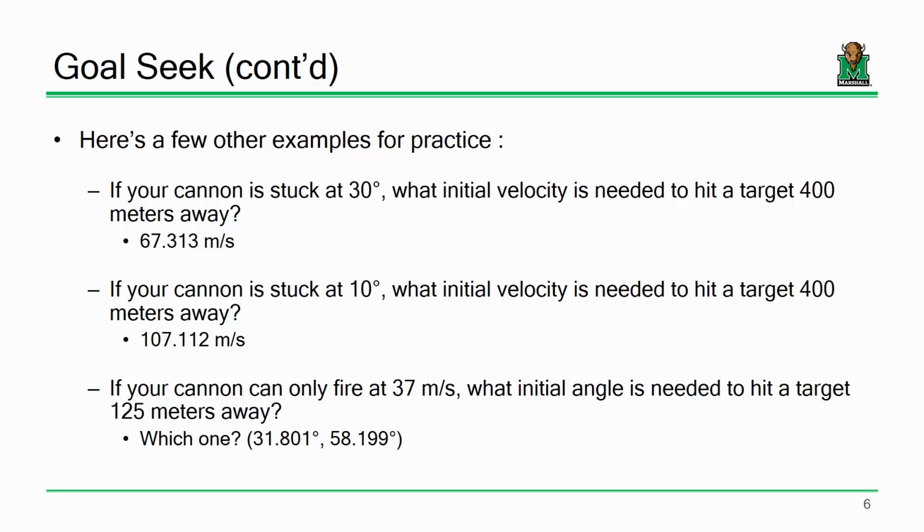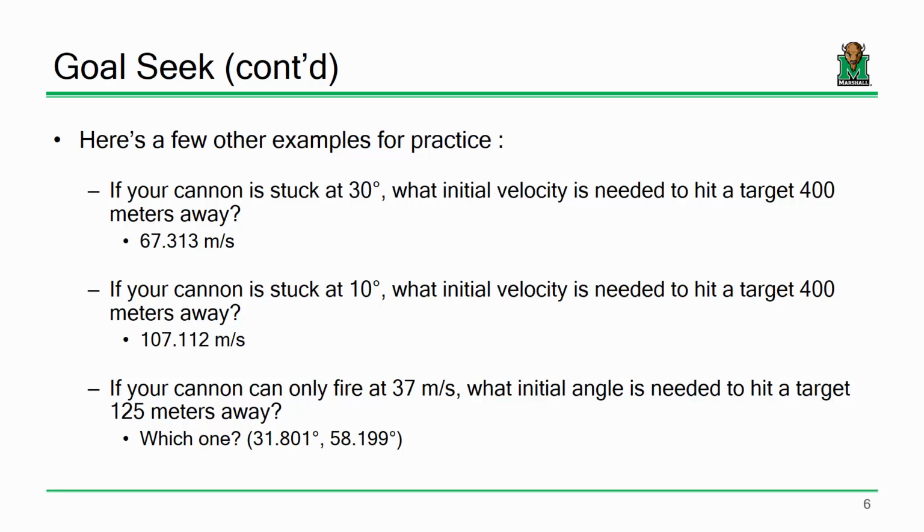Let me be clear, getting two answers for an equation shouldn't be an odd prospect in and of itself. I mean, if I have a quadratic equation, how many roots does it have? It has two roots. So it's very possible that you have some equation in engineering and it has two answers. If your cannon can only fire at 37 meters per second, you can actually have two different inclinations and hit a target that's 125 meters away. And if you use GoalSeek, it is very possible that you get one of these two answers.